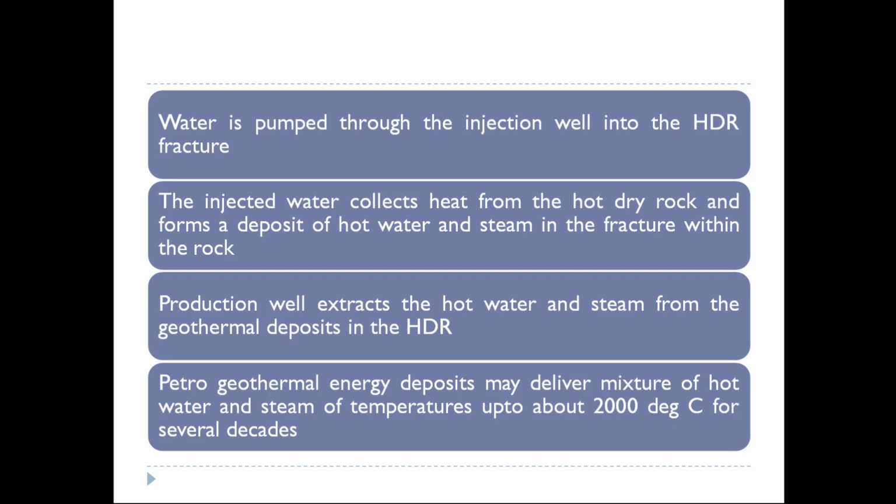So water is pumped through the injection well into the HDR. Then the injected water collects the heat from the HDR and that will be taken back from the HDR to the power plant. So usually this petro-geothermal energy deposit HDR may deliver a mixture of hot water and steam of temperature up to 2000 degrees Celsius.